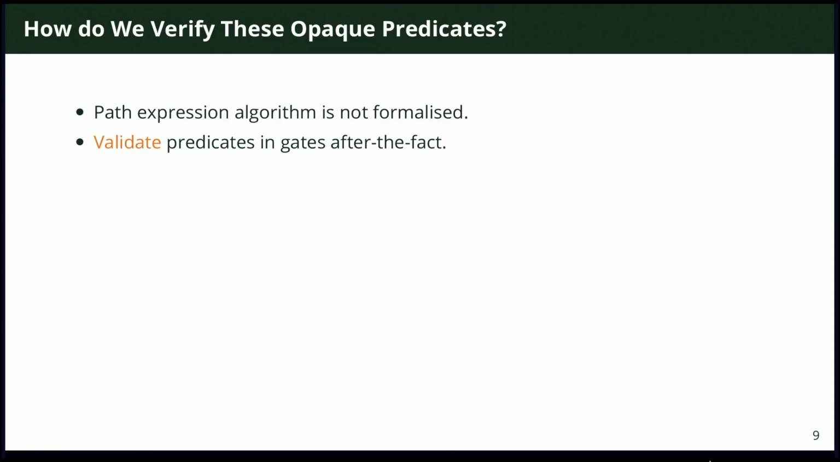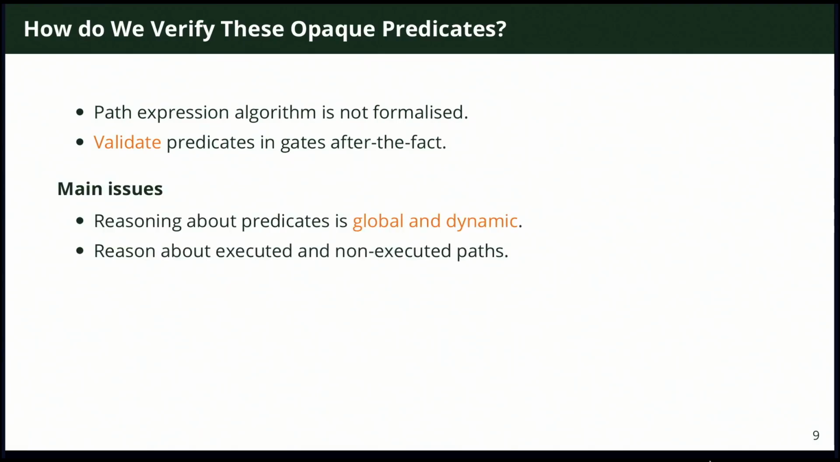So the main thing is that we actually haven't formalized this algorithm, Tarjan's algorithm, as a solution to the path expression problem. Instead, we want to validate the predicates in those gamma instructions after the fact. The main issue with this is that if we want to reason about the evaluation of these predicates at the gamma point, it's quite a global and dynamic property, because we need to be able to say that this predicate characterizes all the paths between the initial point and the predecessor that should then pick that, meaning that you pick that register.